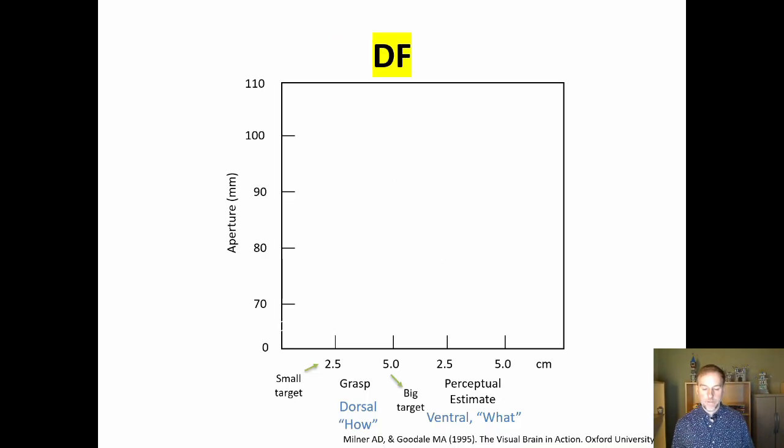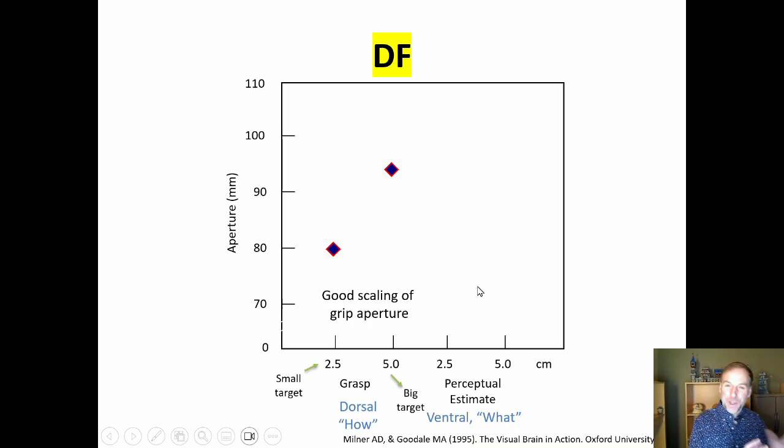Here's DF. So she has a dorsal stream, so when we ask her to actually go ahead and pick up the object, she's good. She scales the size of her grip aperture, just like our control participant. But now we say, okay, how big is that object in front of you? And you would think because she can pick it up that she'd be able to answer that question, but to do that she needs her ventral stream, and that's been permanently damaged. And what does she do?